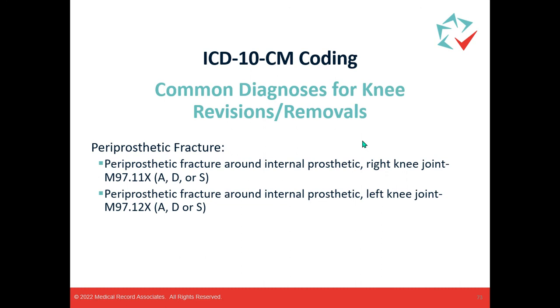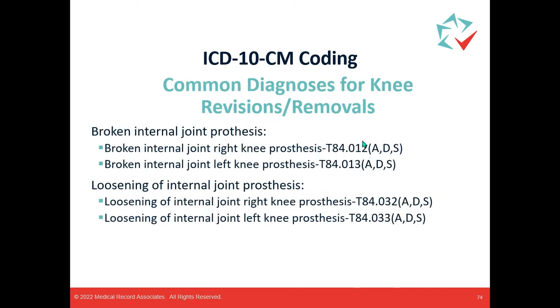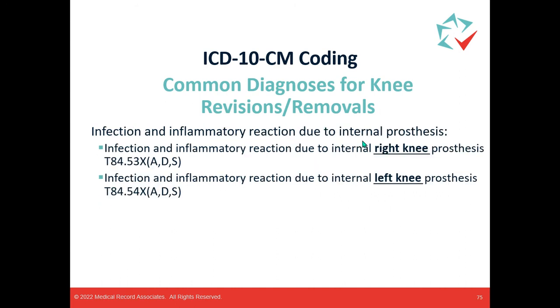The diagnoses indicated for knee revisions and/or removals will be similar to those for hips. So we have periprosthetic fractures, which for the knees code to the M97 category. Broken and loosening implant components code to the T84 category. And again, that is a complication code. As are infections and inflammatory reactions, coding to T84.5.